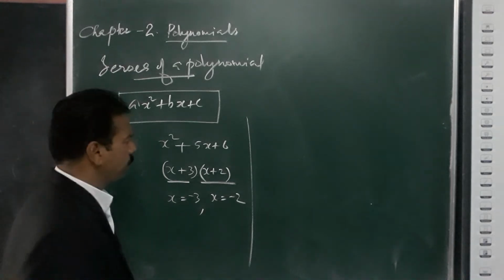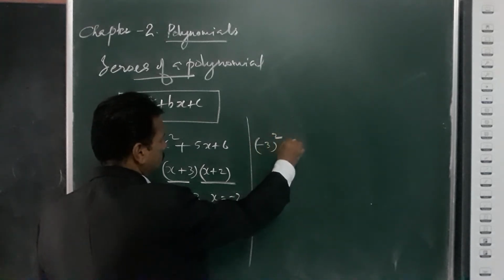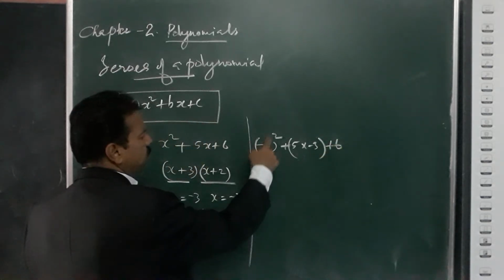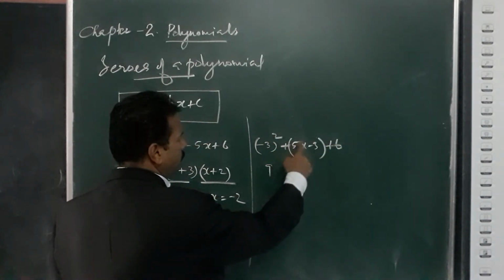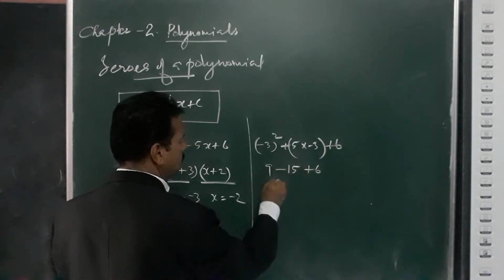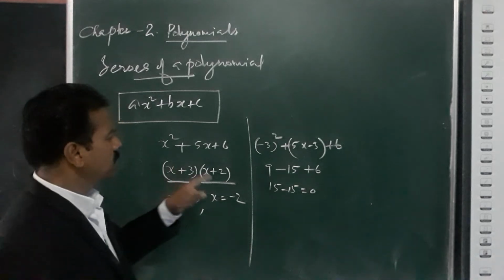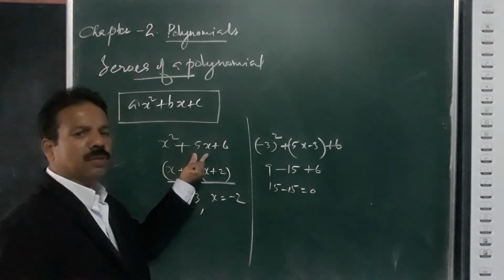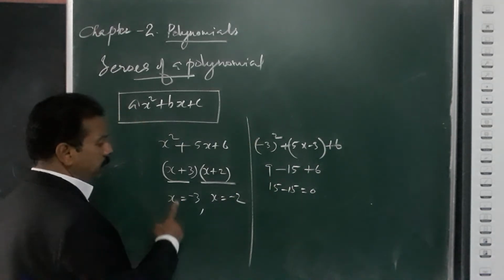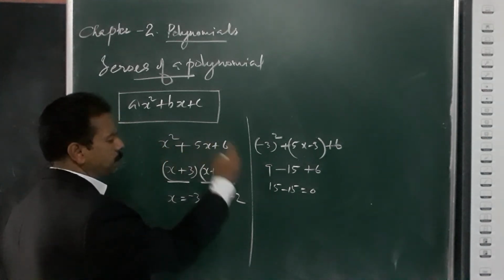What is the meaning of zeros? When we substitute minus 3: minus 3 the whole square plus 5 into minus 3 plus 6, that is 9, 5 into minus 3 is minus 15, plus 6. 9 plus 6 is 15, minus 15, equal to 0. When you substitute the value minus 3 in this quadratic polynomial, the value of the polynomial becomes 0. Therefore, we say minus 3 is a zero of this polynomial x square plus 5x plus 6.